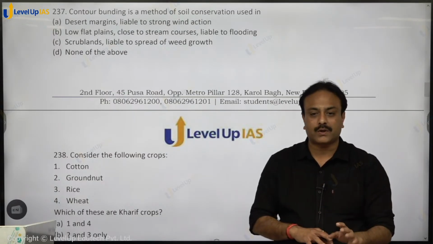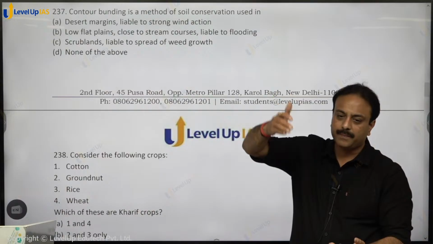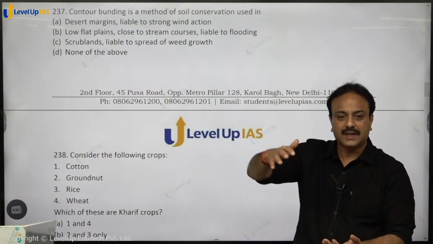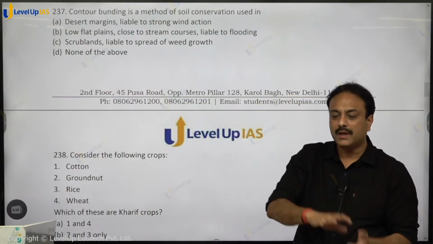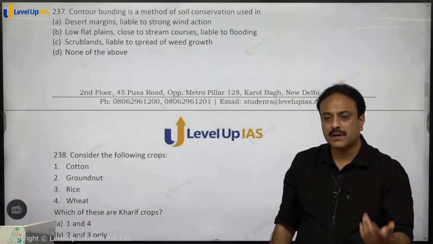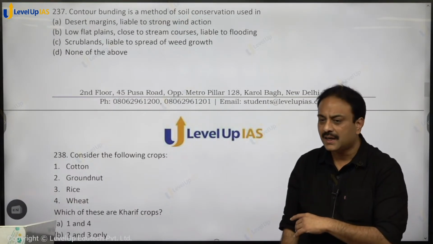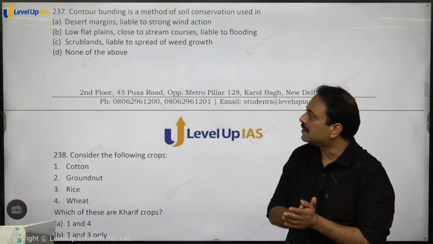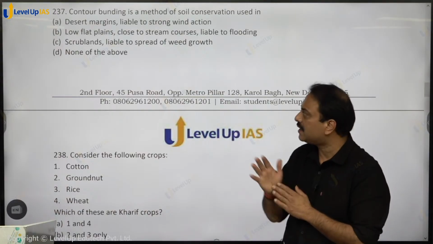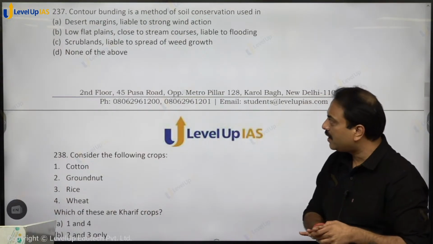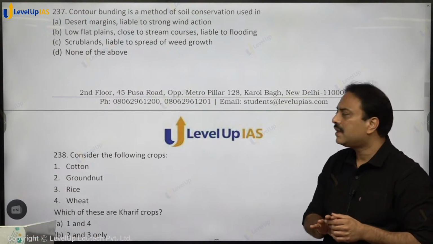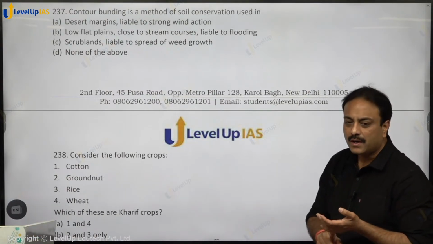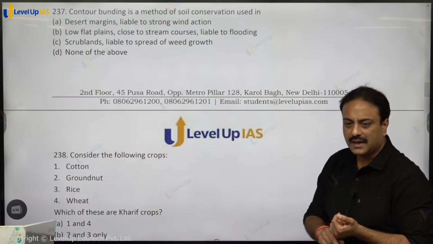How is it added to the soil? Water is coming from the top, it is having sediments. Sediments are not allowed to move, so they will settle down. Replenishment of soil, same phenomena that takes place in Khadar region. So it happens on slopes, hilly regions. It is not in desert area. It is not in low flat plains. It is not on scrubland. So none of the above. Option D, D for dog, is the correct answer.